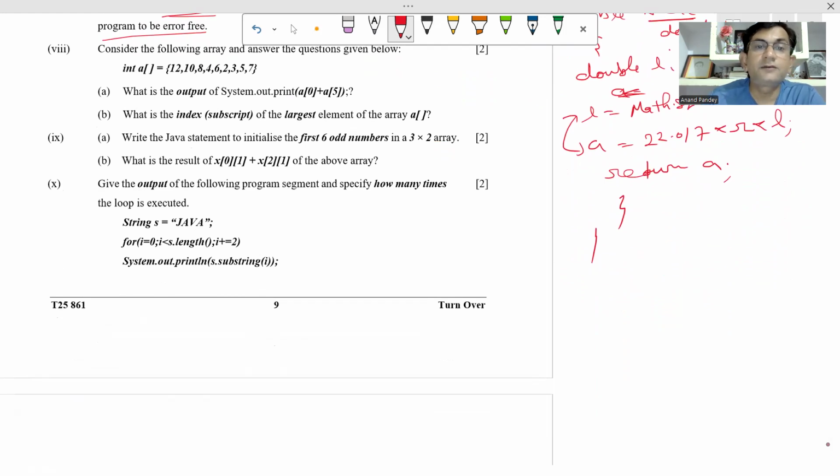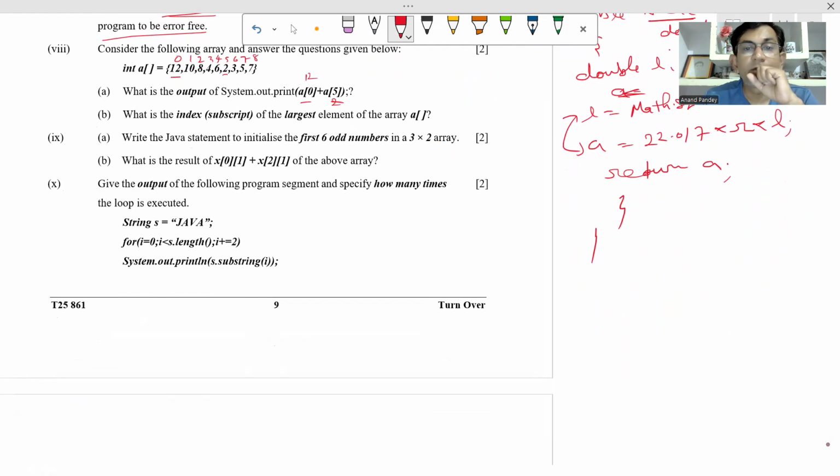Question number 8. Consider the following array and answer the question given below. See, this is at 0, at 1, at 2, at 3, at 4, at 5, at 6, at 7, at 8. Index everything. What is the output of System.out.println A0 plus A5? The value at index number 0 is what? 12. The value at index number 5 is what?